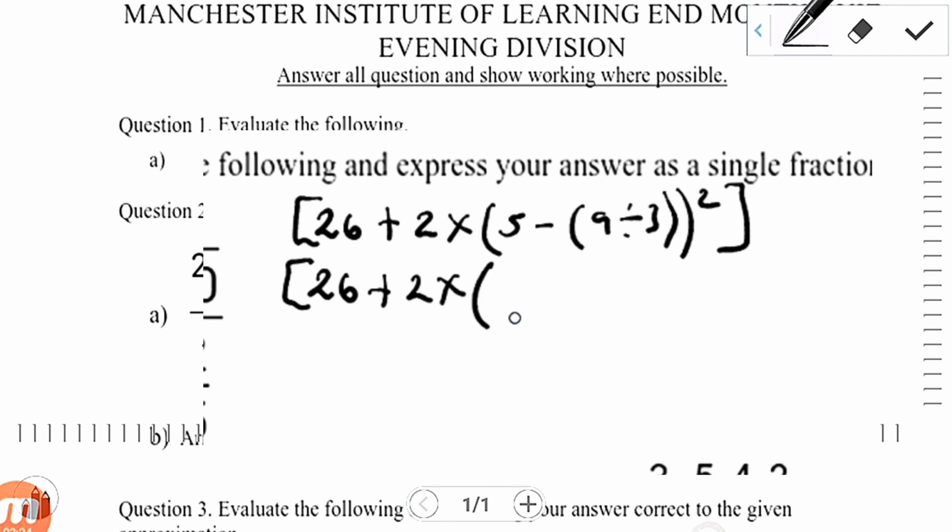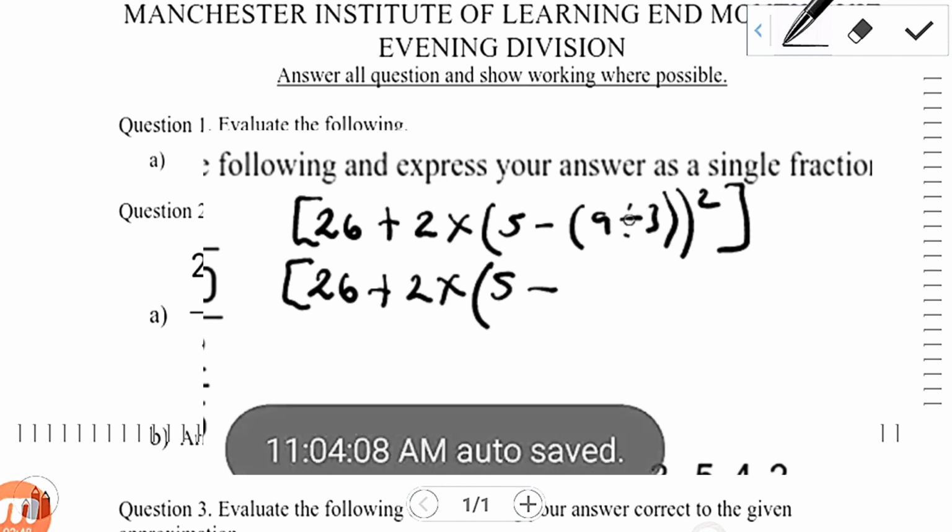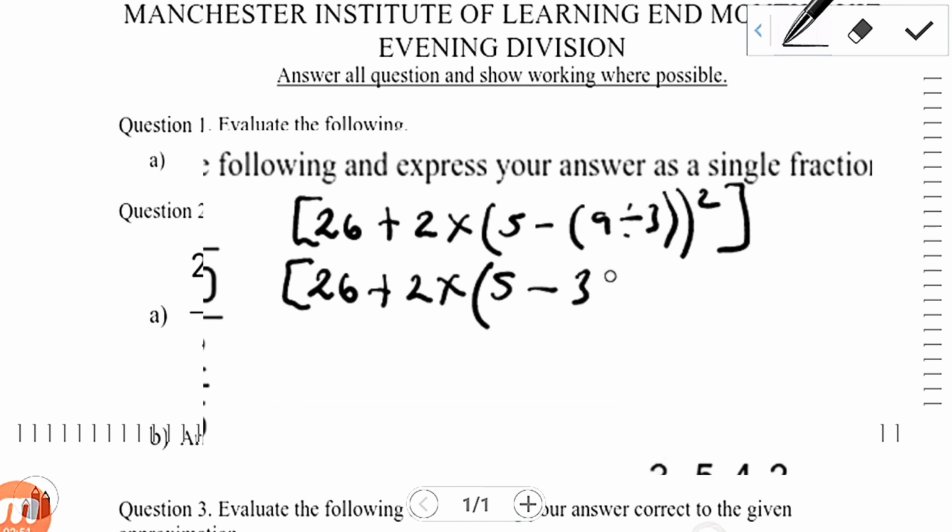But of course, if you want to really get to the answer, you really want to take your time and take it step by step. So here we have 26 plus 2 multiplied by, take away, and we're going to work this inner bracket here first. So 9 divided by 3 is in fact 3. Rewrite our bracket here and implement a square.